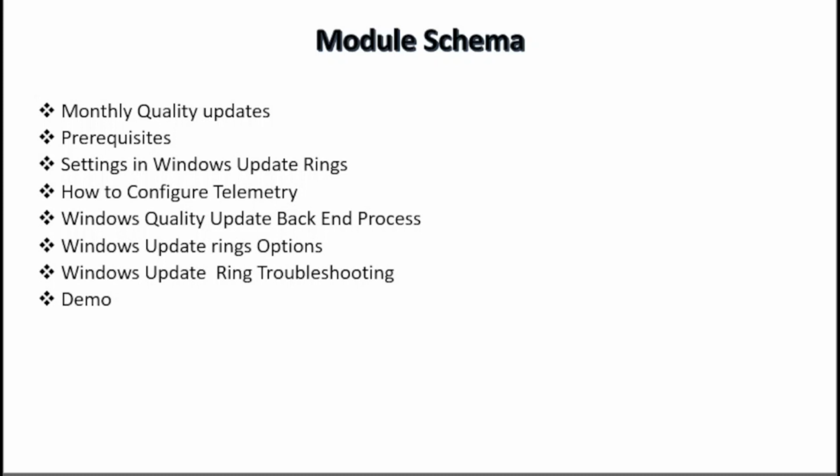In this module, I will be covering what is Windows Update Ring and its prerequisites, how to set up Windows Update Ring and deployments, how to configure telemetry data, what is Update Ring backend process flow, Update Ring options, and then we will discuss Update Ring basic troubleshooting, and then we will configure the settings in lab for testing purpose.